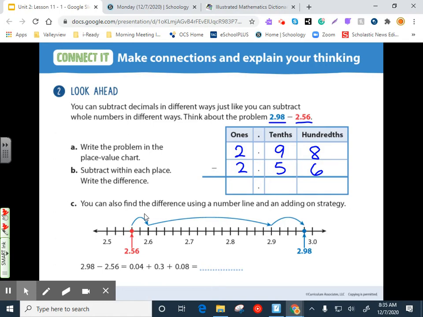Start with the hundredths spot. 8 minus 6 is 2. 9 minus 5 is 4. Our decimal's already there, and 2 minus 2 is 0. You could leave that blank or just put a 0. I know with IXL, they make sure that you put a 0 there. But honestly, it's whatever works.